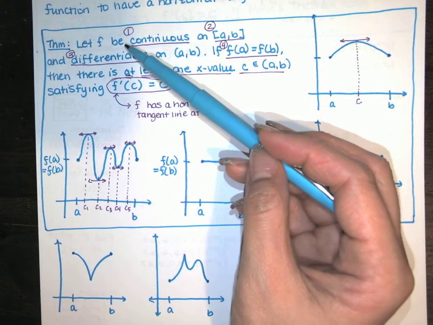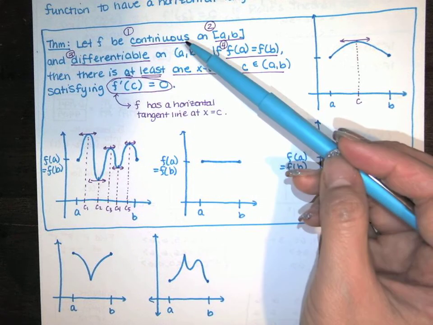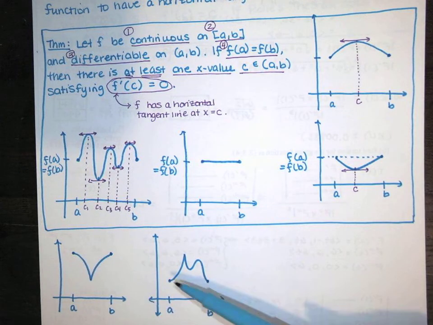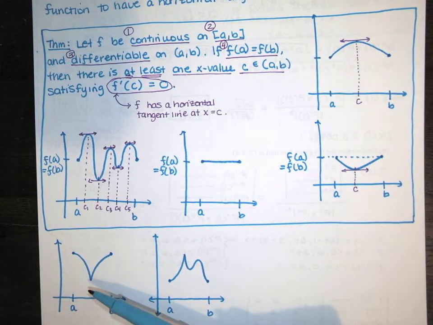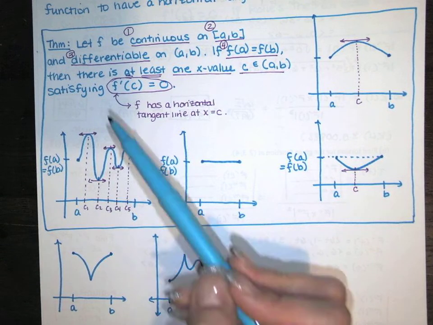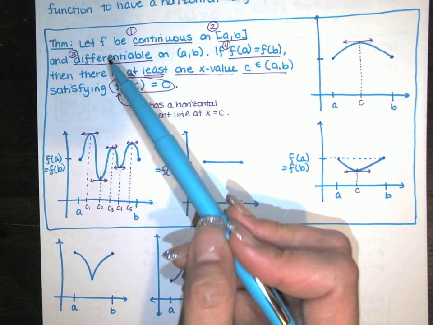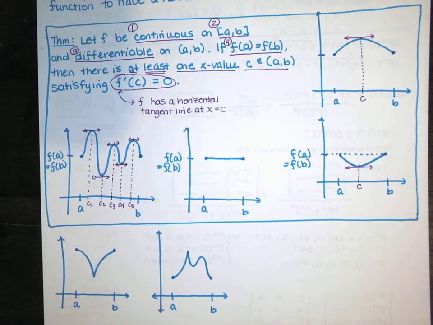The function has to be continuous for this to work. These functions are continuous. That's fine. The function has to be on a closed interval from a to b for this to work. These functions are well defined on a closed interval from a to b. And here's the part that doesn't work. The function also has to be differentiable on the closed interval from a to b.